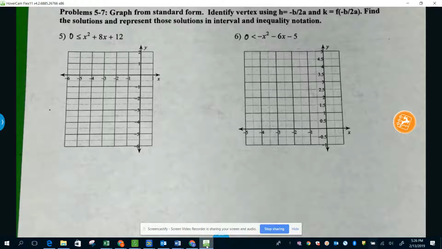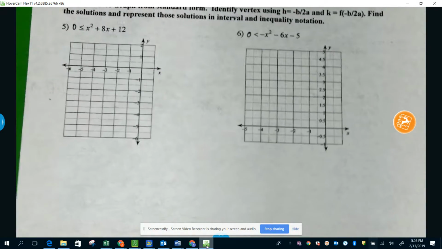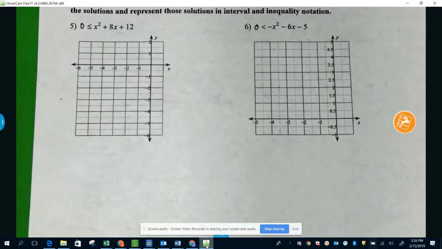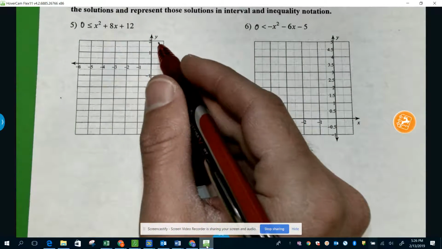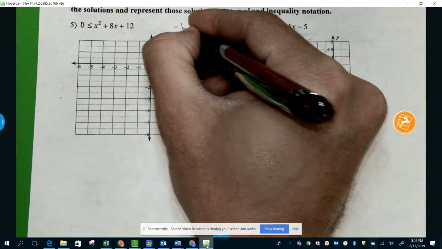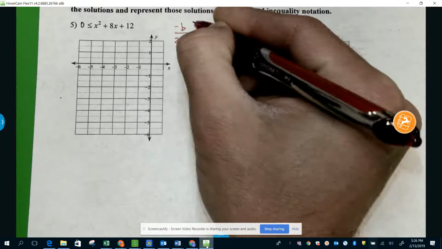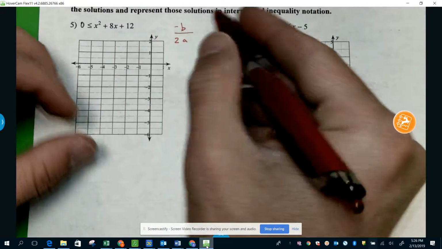Okay, here in this video we are graphing quadratic inequalities still, but this time we're leaving our equations in standard form. In order to find our vertex, we need to use negative b over 2a. That'll get us the x value of the vertex. We've been doing that in the past.